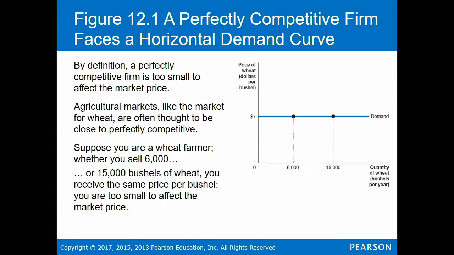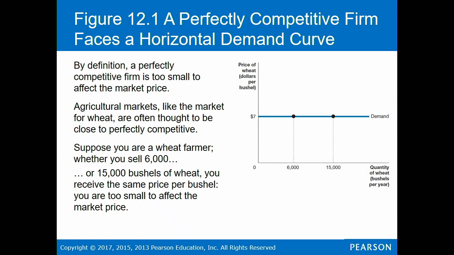So if they try to sell above the market price, no one is going to be willing to buy their wheat. Why would you do that when you can get the exact same wheat from literally anyone else in the country for $7? So they're going to be stuck at that $7. And they won't go below that because it makes no sense for them to sell below $7 when they can get that without doing anything to differentiate their product, without advertising, without having to do anything. They're guaranteed that $7, that's the most they can do, so that's where their demand curve is going to be. Again, this just shows whether they produce 6,000 bushels or 15,000 bushels, they're going to get that $7.